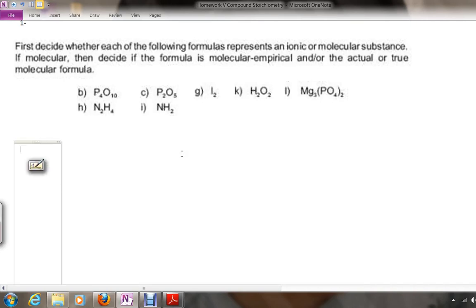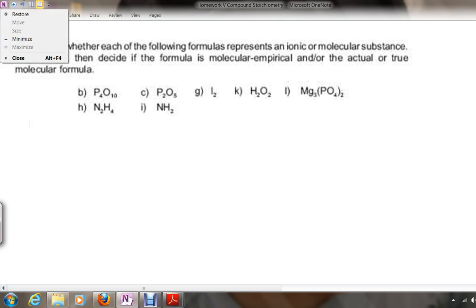Okay, let's start homework 5, the compound stoichiometry. I'm going to do some problems, and let's start with number 1. First, decide whether each of the following formulas represents an ionic or molecular substance. If molecular, then decide if the formula is the molecular empirical or the actual, true molecular formula. I just cut and pasted some of them, not to do all, but you can do the rest.